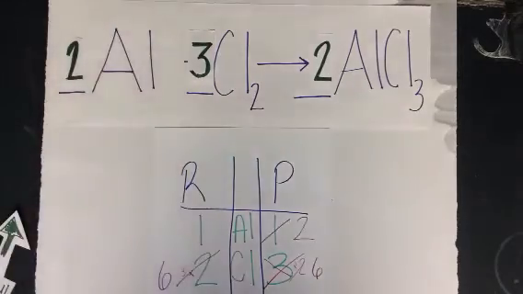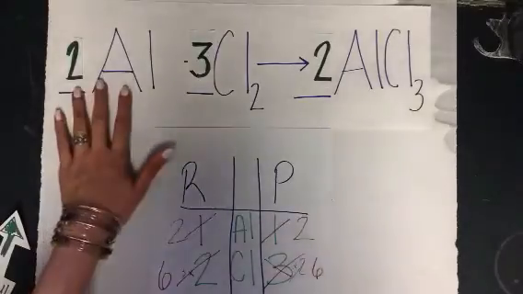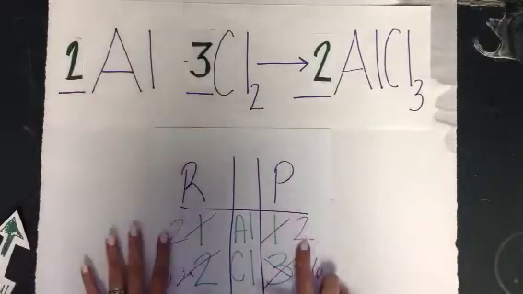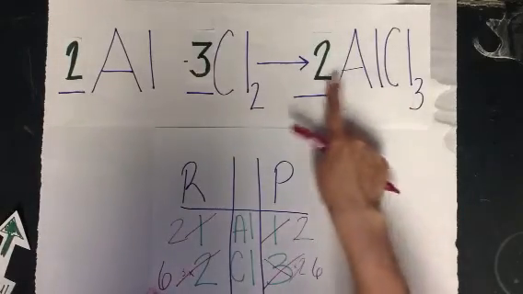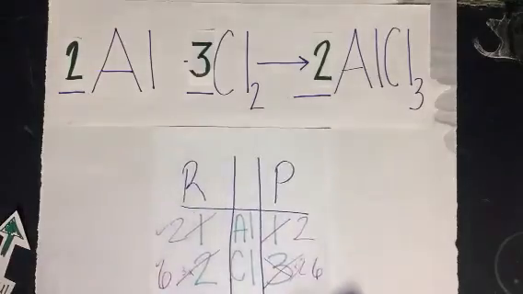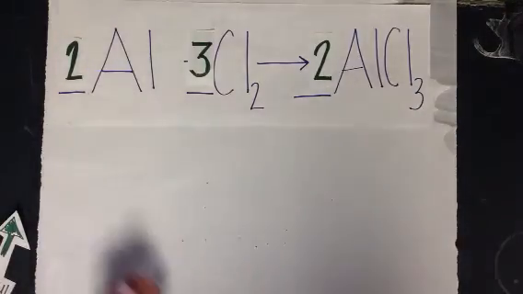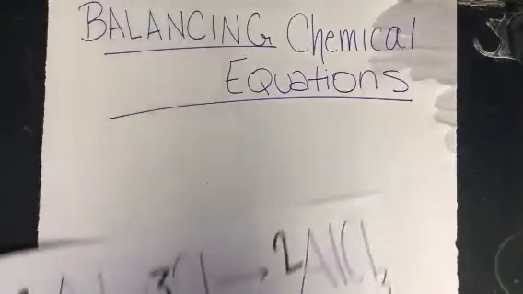How do I balance this? Add a big 2 in the front, retake my inventory, and now I have 2. Let's double check. 2 aluminums, 2 aluminums. Correct. 6 chlorines, 6, 2 times 3 makes 6 chlorines. I'm all good. This balances out. All right, and let's move on to our last example, which is a little bit harder.